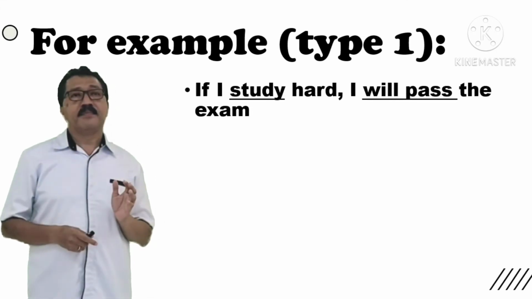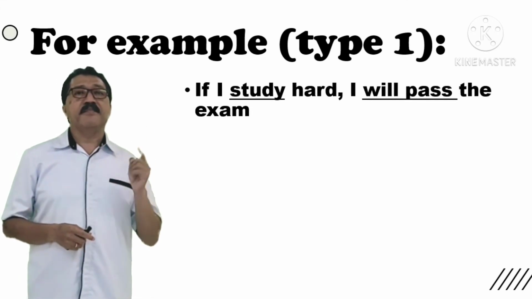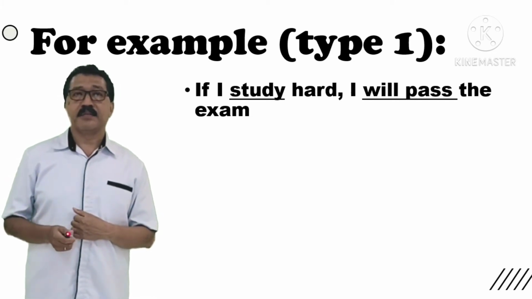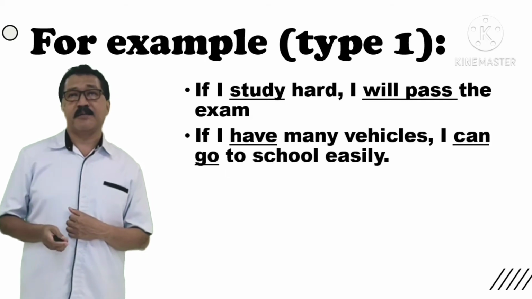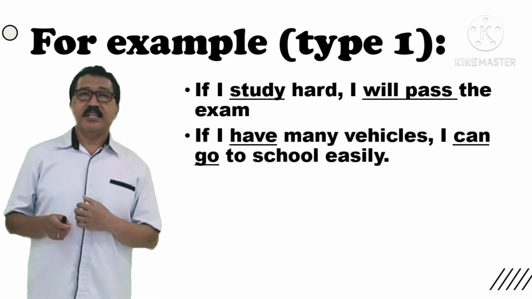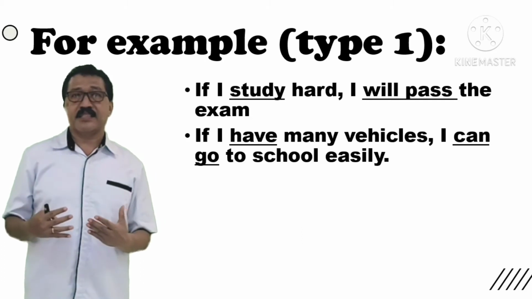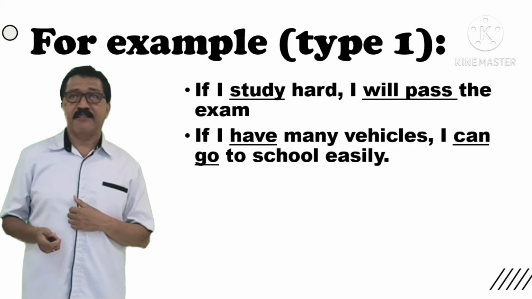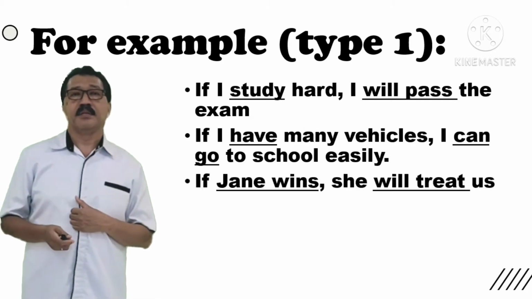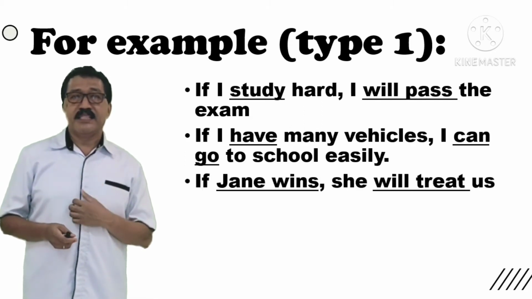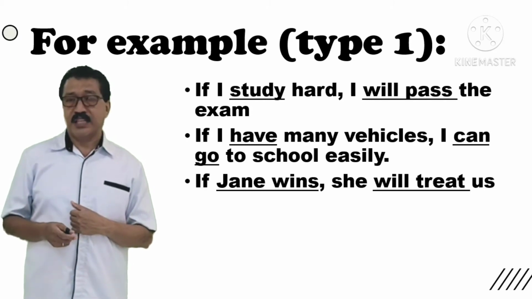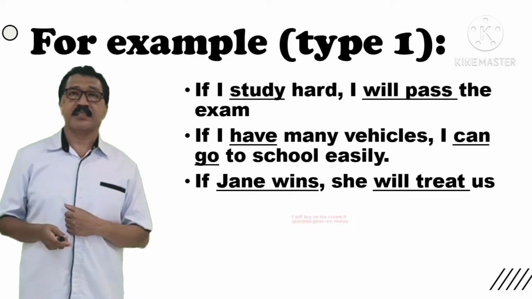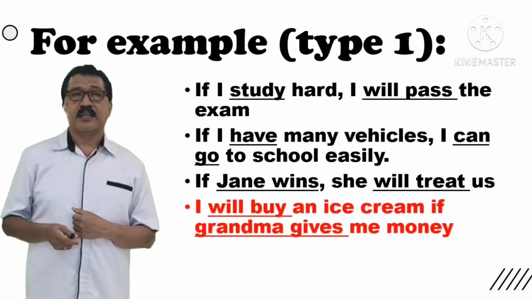For example, if I study hard, I will pass the exam. Look at the words study and will pass. This is type 1. If I have many vehicles, I can go to school easily. Look at the words have and I can go. If Jane wins, she will treat us. So wins and will treat. This is the key of type 1.